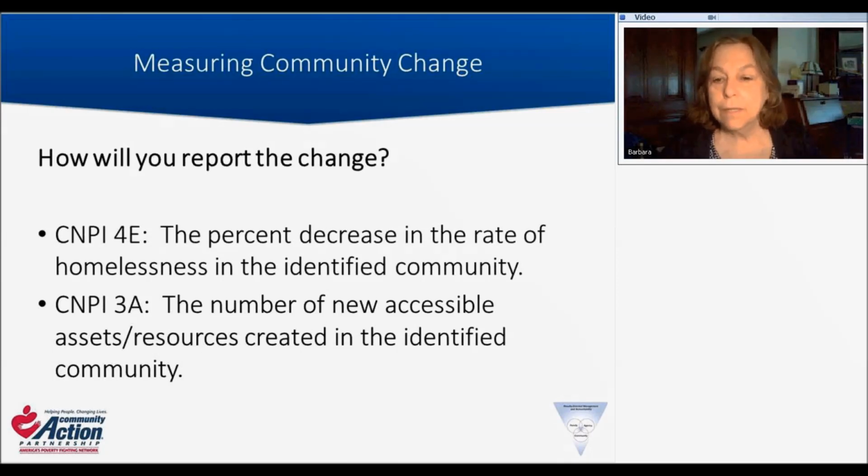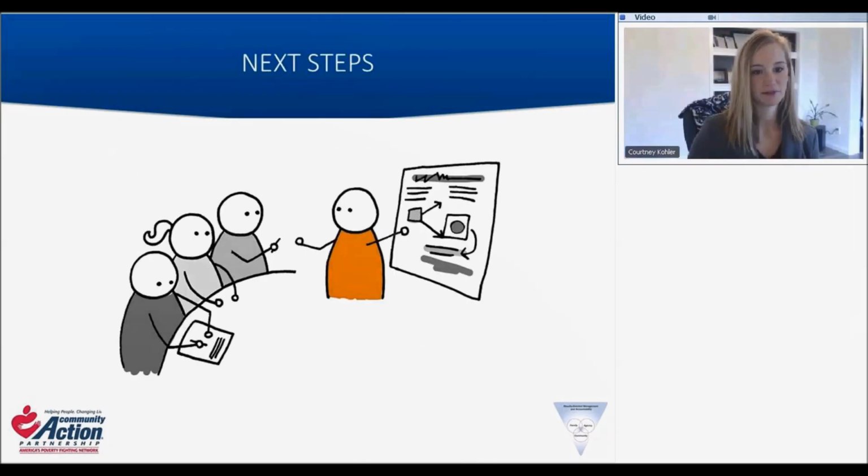So I'm going to turn it back to Courtney. All right. Well, thank you, Barbara, for that example. Very helpful to see how the community level work elements that we've been talking about can be applied through a real example.